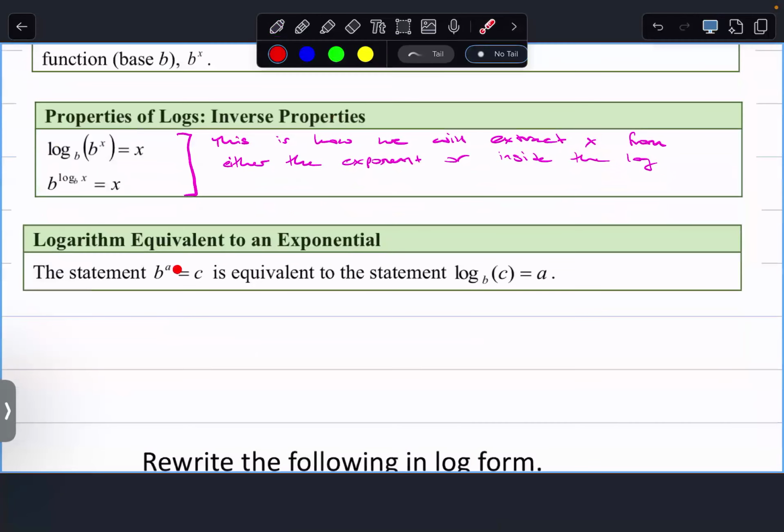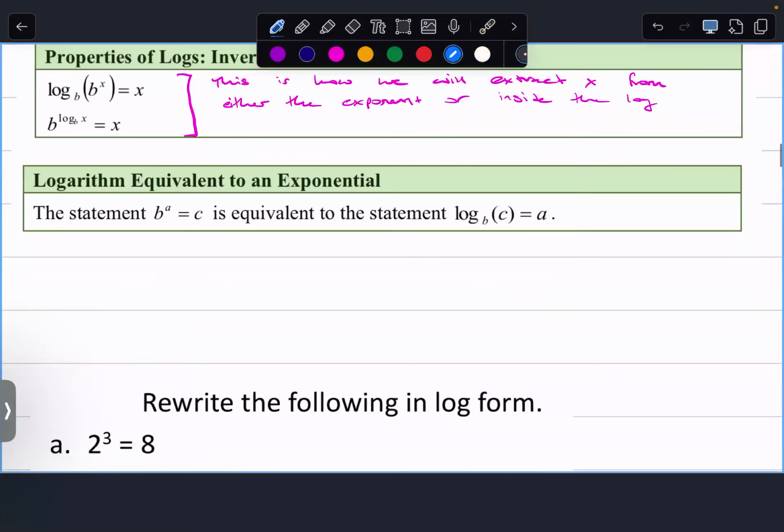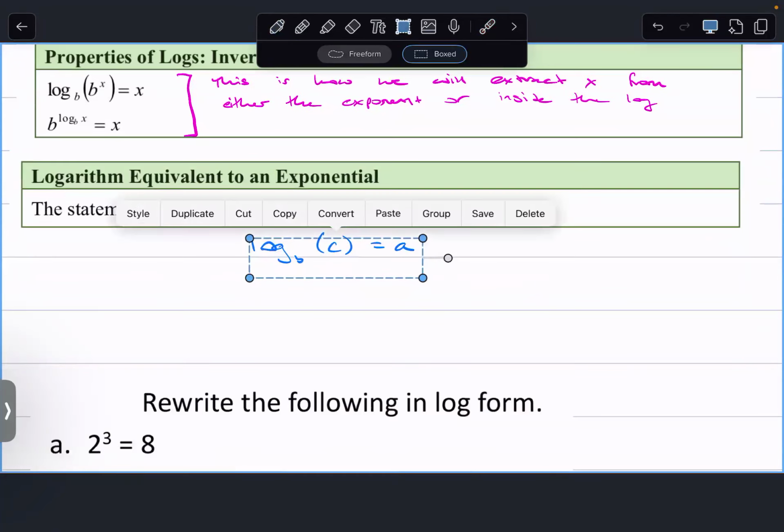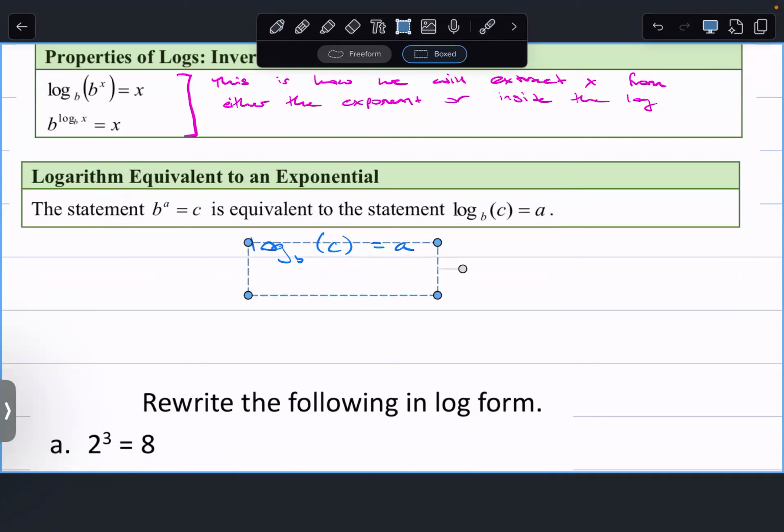So b to the power of a is equal to c is equivalent to saying log base b of c is equal to a. Okay. And I want to highlight this relationship because I think this is difficult. But if I have log base b of c is equal to a, and maybe I'll just scooch this down here.